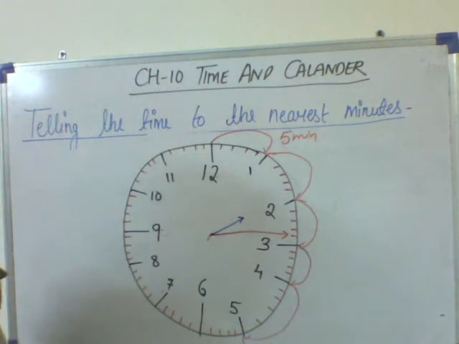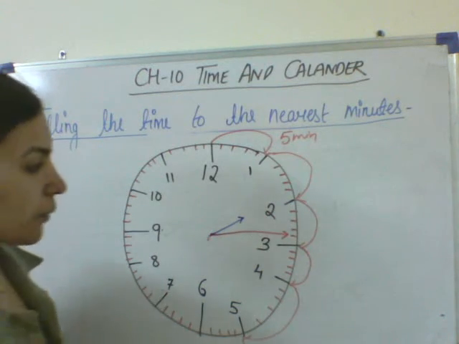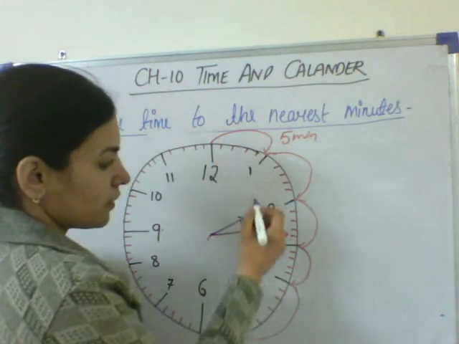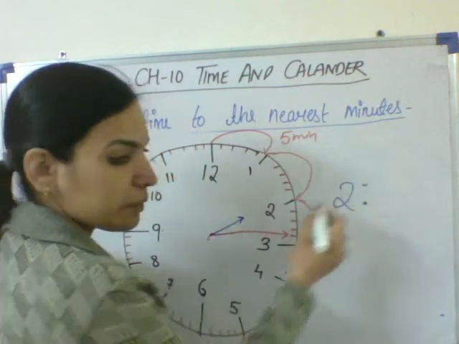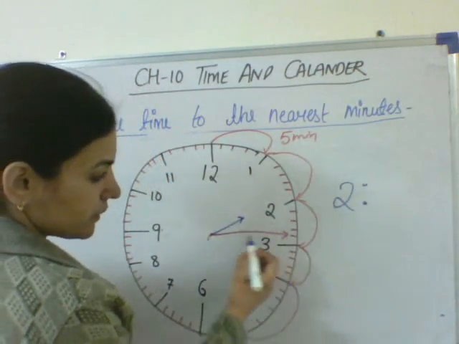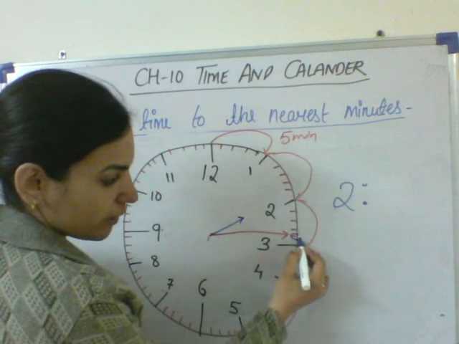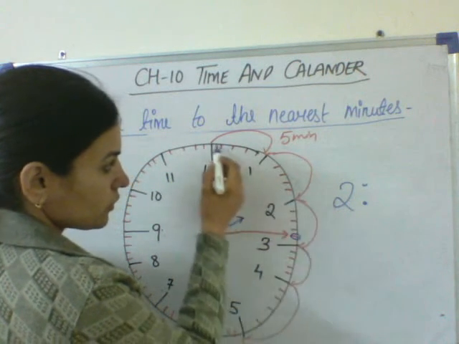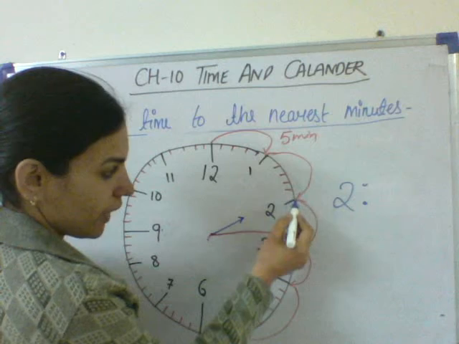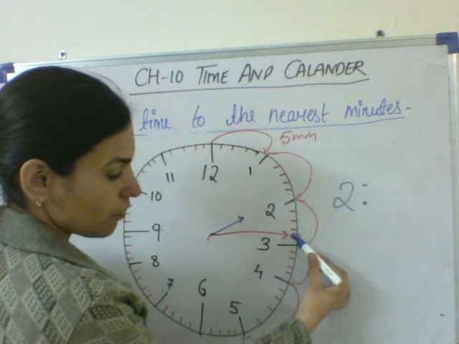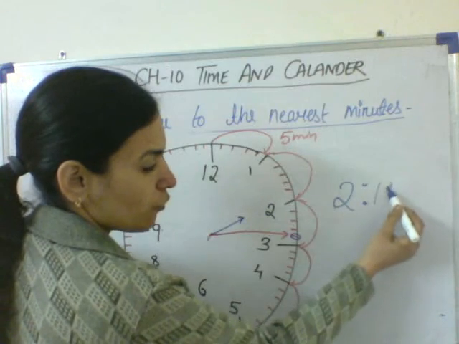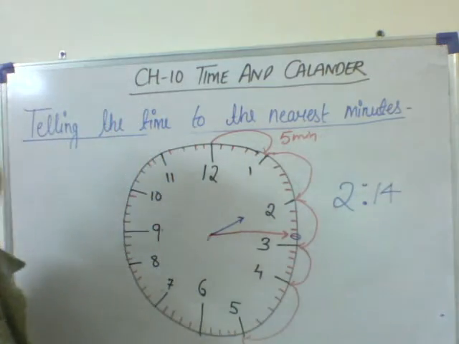So now what's the timing here? Just start counting the minutes. The hour hand is at 2, so 2 hour, and how many minutes are there? See, the minute hand is here at this mark. So 5 minutes, 10, 11, 12, 13, 14. 2:14. So like this we will be writing.